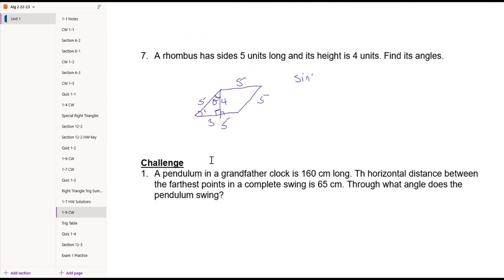So this angle right here is 53, and this one's 37. And then this is 90 here. So if you redraw the thing, this whole angle here is 37 plus 90, which is 127. And this angle here is 53. And these angles over here are the same. That's also 127, and that's also 53. Those are the angles for the rhombus.